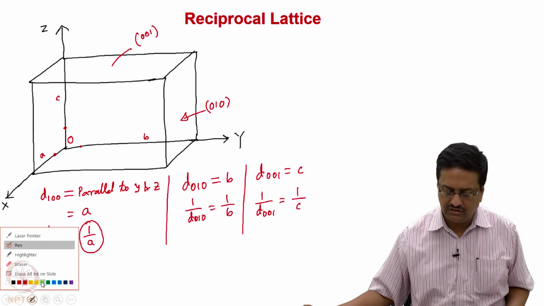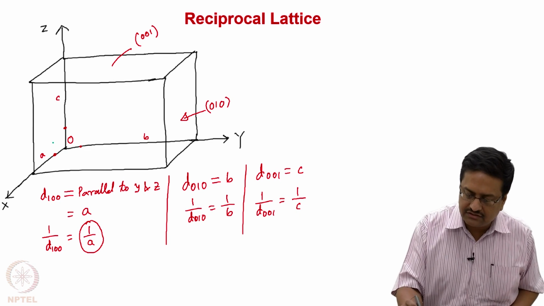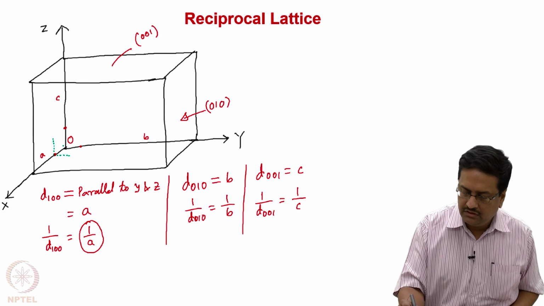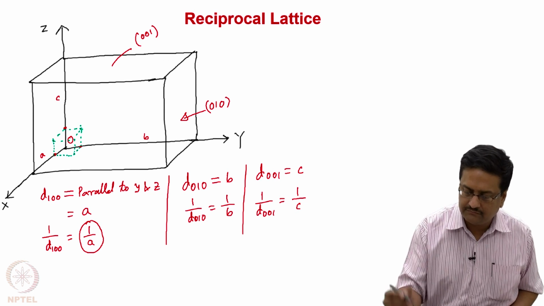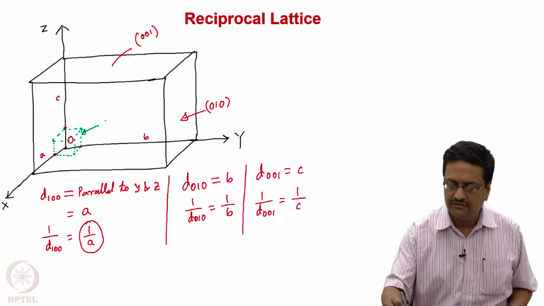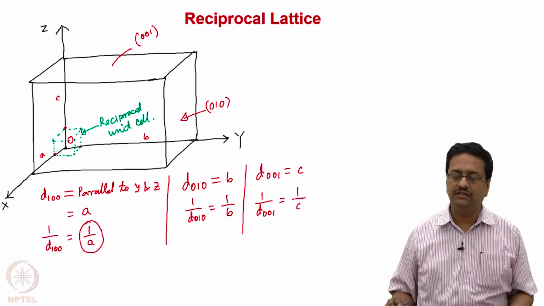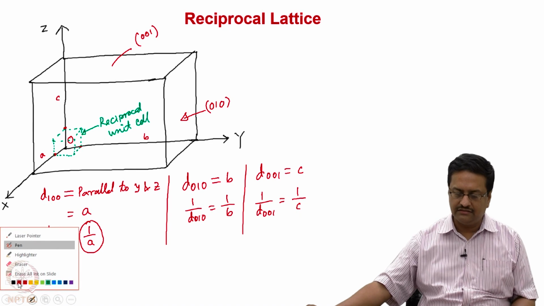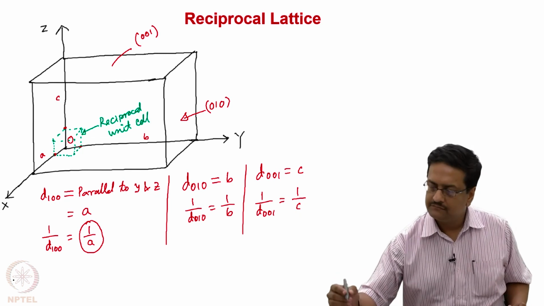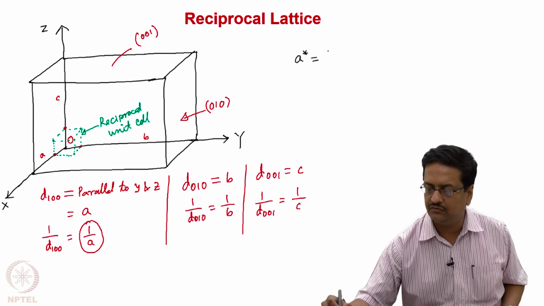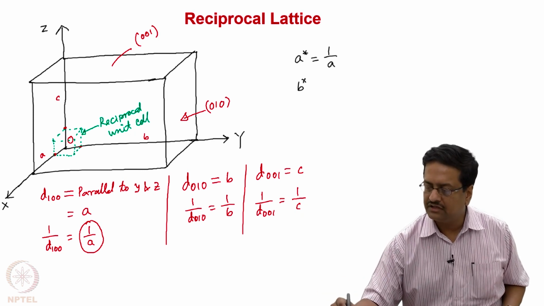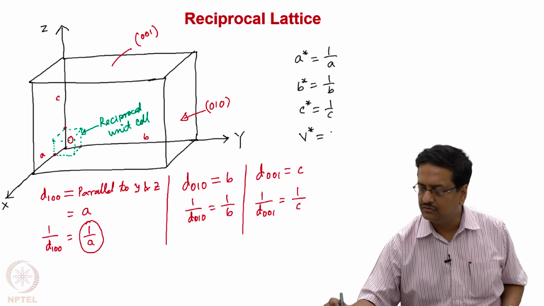If we now draw the lattice connecting these three sets of points, what we get is a reciprocal unit cell as drawn here. So this is the reciprocal unit cell for this orthorhombic system. In this case, the reciprocal lattice distance A star is equal to 1 by A, B star is equal to 1 by B, C star is equal to 1 by C, and the reciprocal lattice volume is 1 by V, which is equal to 1 by ABC.